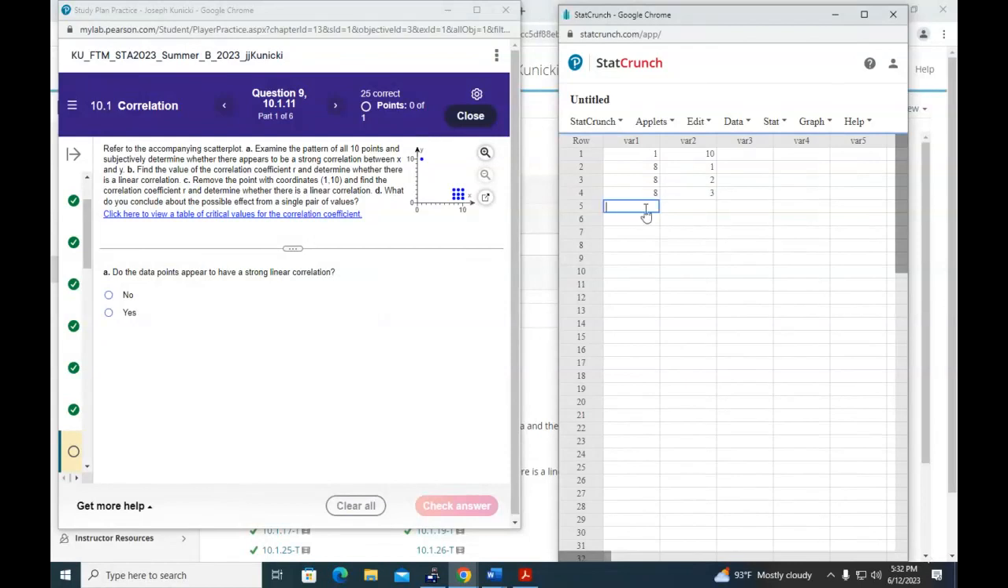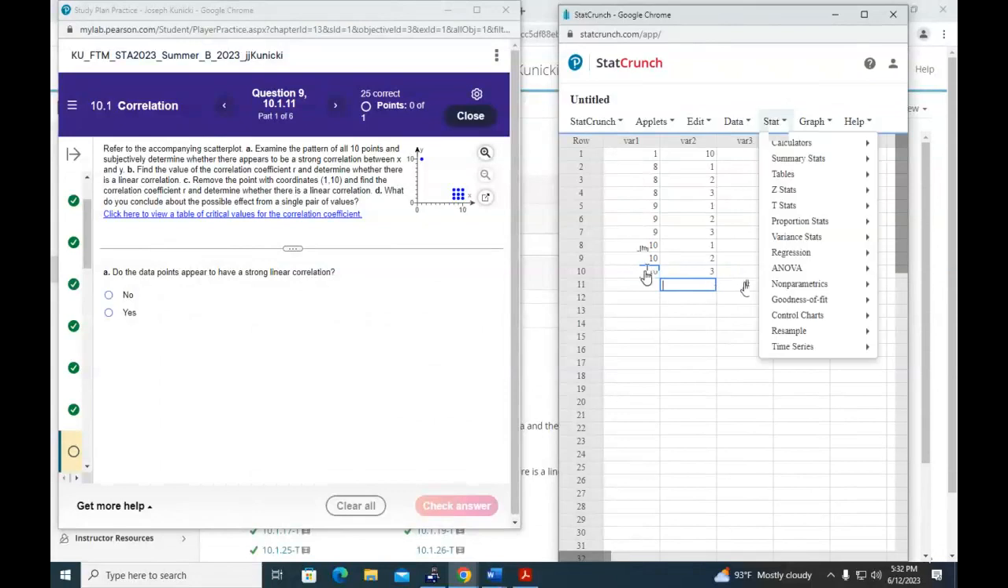And then I'm going to do 91, 92, 93, 101. It wouldn't matter how the data is inputted, correct? As long as the pairs are matched. Doesn't matter the order. No, the order doesn't matter, as long as all the pairs are matched.